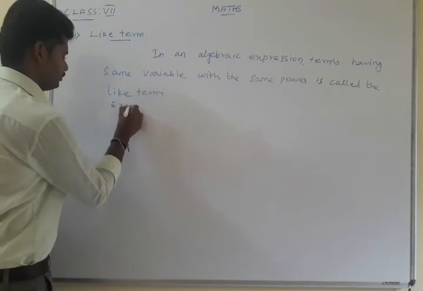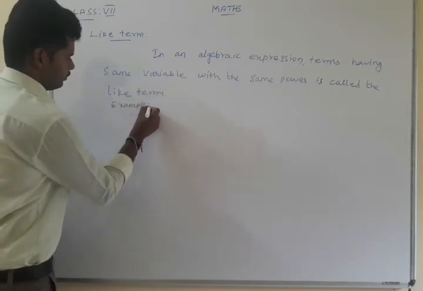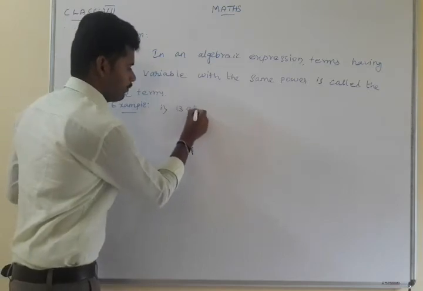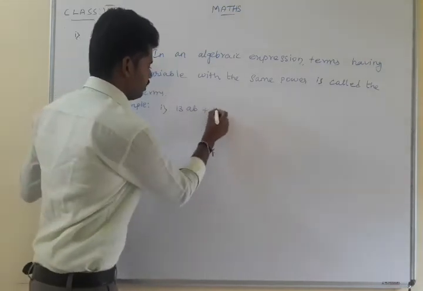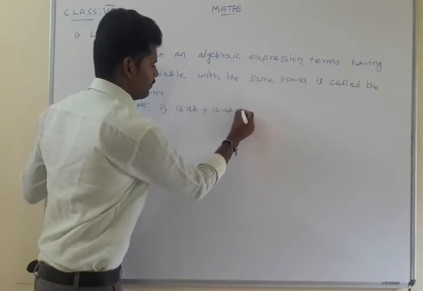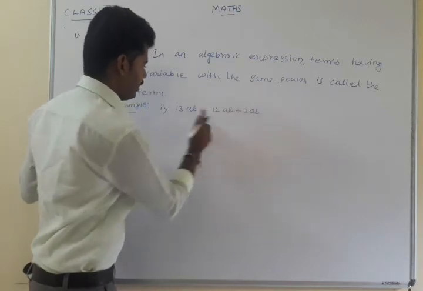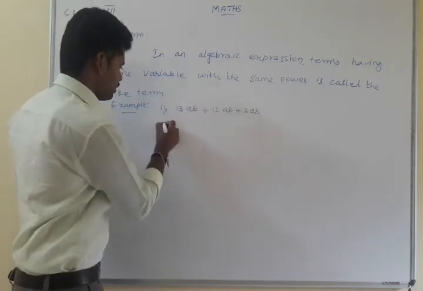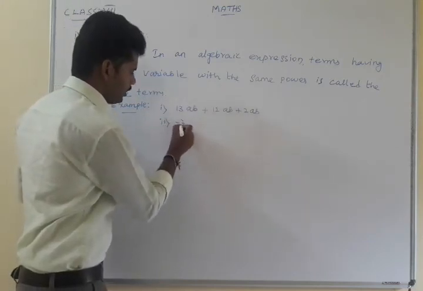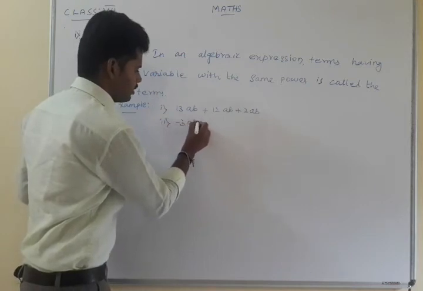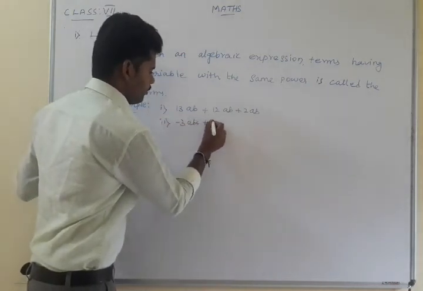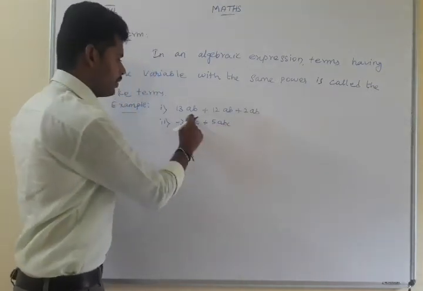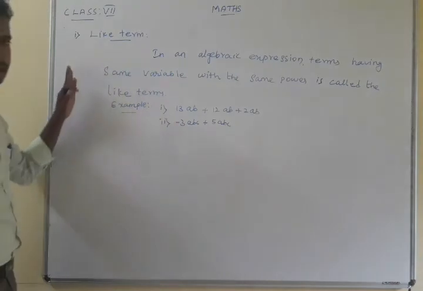Example, 13ab plus 12ab plus 2ab. Here the variables and powers are also the same. Second one, minus 3abc plus 5abc. Here also the same variable, and the power is also the same. So that is like terms.